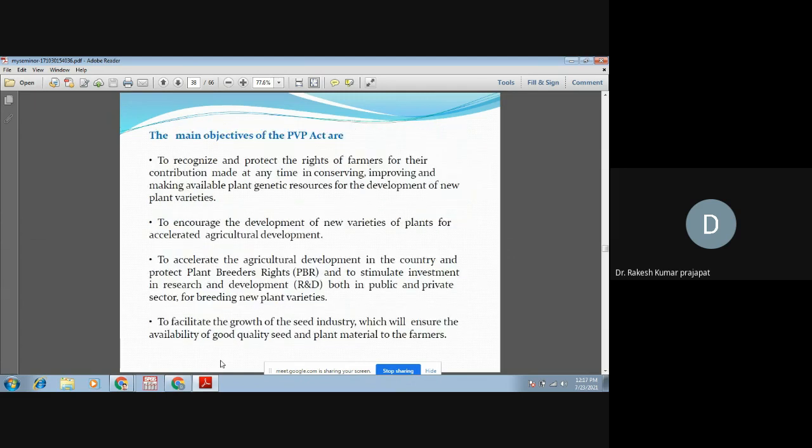The main objectives of the PPV Act are to recognize and protect the rights of farmers for their contribution made at any time in conserving, improving and making available plant genetic resources for the development of new plant varieties. To encourage development of new plant varieties, to accelerate agricultural development in the country, and to protect plant breeders' rights. To stimulate innovation, research and development, both in public and private sectors. To facilitate the growth of the seed industry, which will ensure availability of good quality seed and planting material.